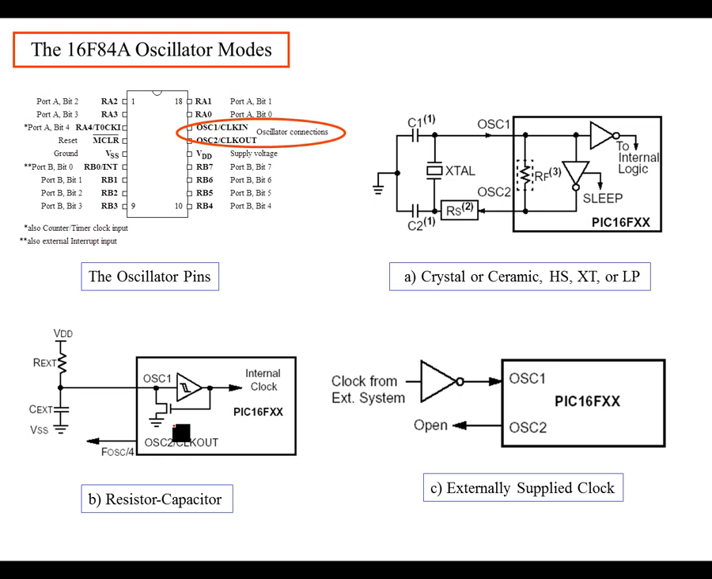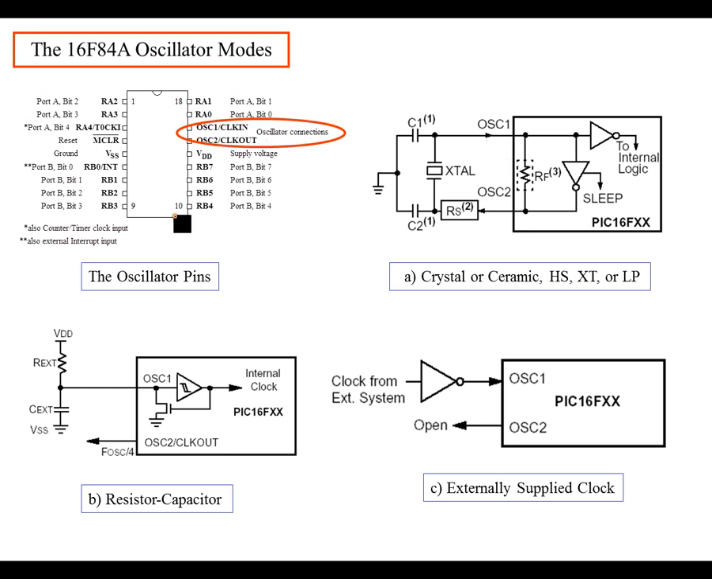Okay, so those are the 4 different oscillator modes. Now we'll talk a little bit about how to set those up. If you look at the actual chip, you have these 2 pins called Osc1 and Osc2. Now we're talking about how to actually configure those mechanically with the hardware. So to do the crystal, you need to have Osc1 and Osc2.